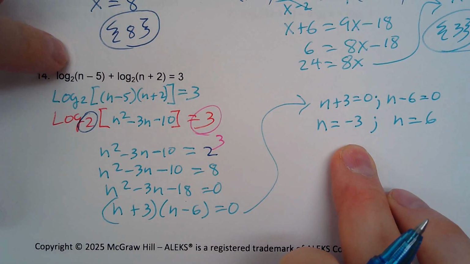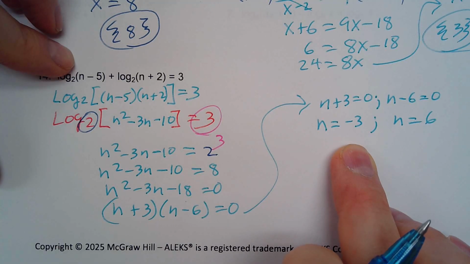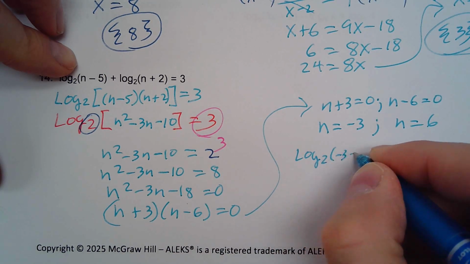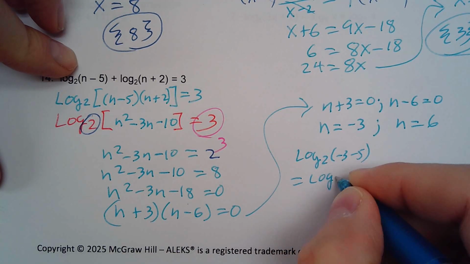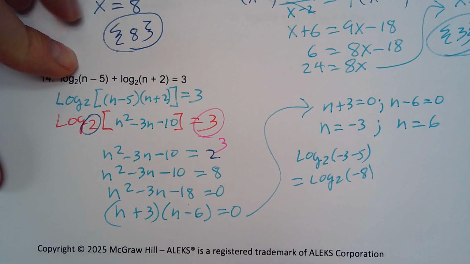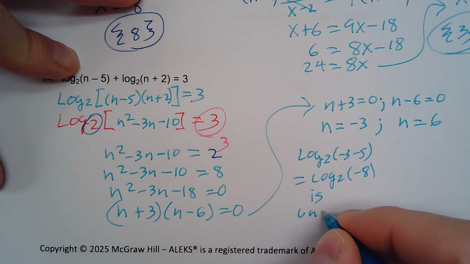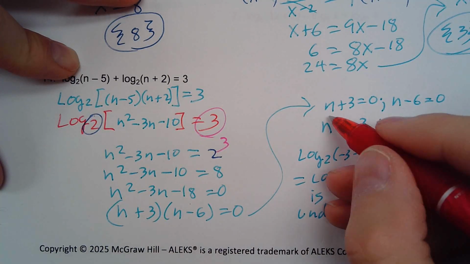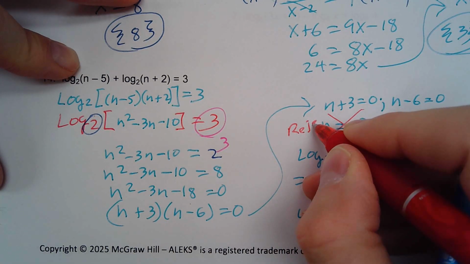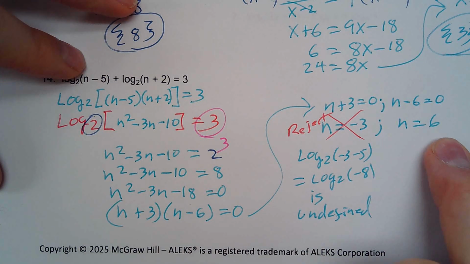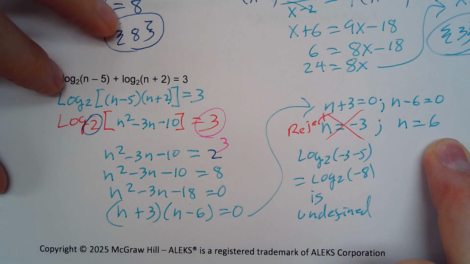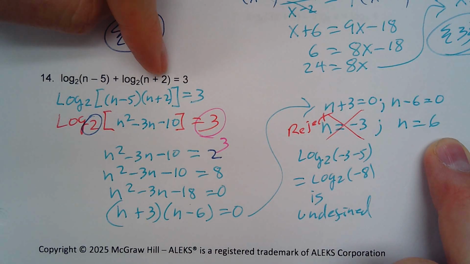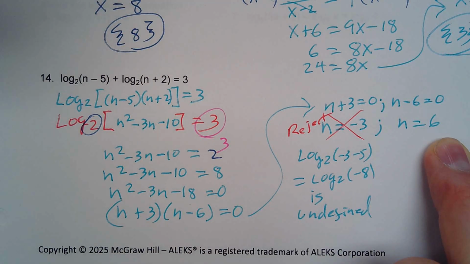Now, let's check the negative 3, and we can see already we're going to be in trouble right here. When I plug in, that's log base 2 of negative 3 minus 5. That's log base 2 of negative 8, and that's a no-no. So we're going to have to reject this one. Let's try a 6. 6 minus 5 is 1. Log base 2 of 1 is 0, so that's good. 6 plus 2 is 8. Log base 2 of 8 is 3. 3 equals 3. The 6 does check.